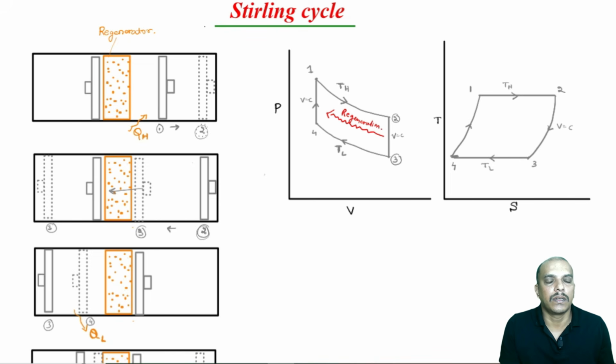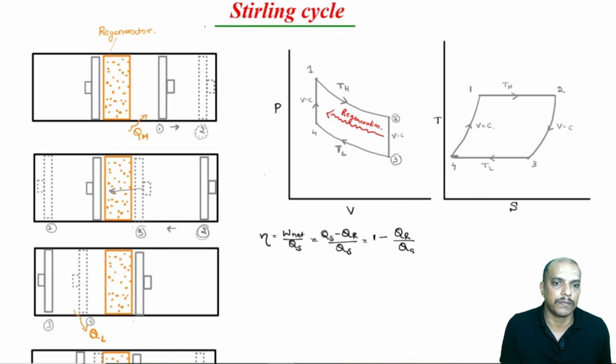So, this will be our plot in a TS diagram. Now, let us derive the efficiency for Stirling cycle. Let us start the same way which we did. Efficiency is given by work net divided by heat supplied. Work net is heat supplied minus heat rejection, divided by heat supplied, or we can say 1 minus QR by QS. Now, we know that this is where our heat addition is, and this is where our heat rejection is, at lower temperature.